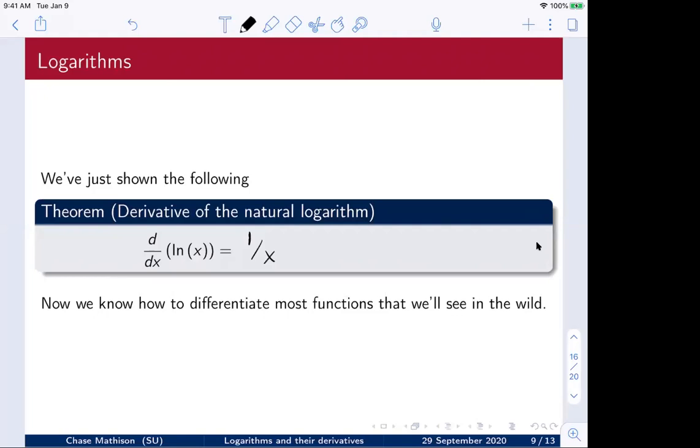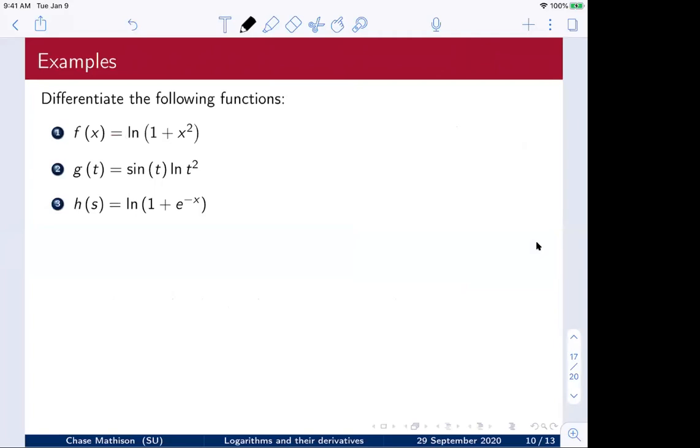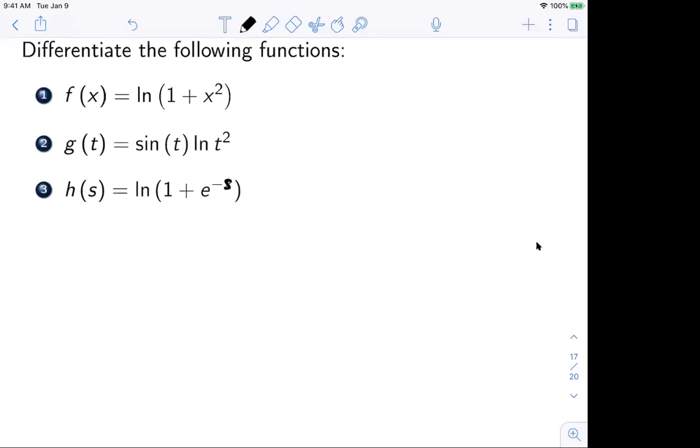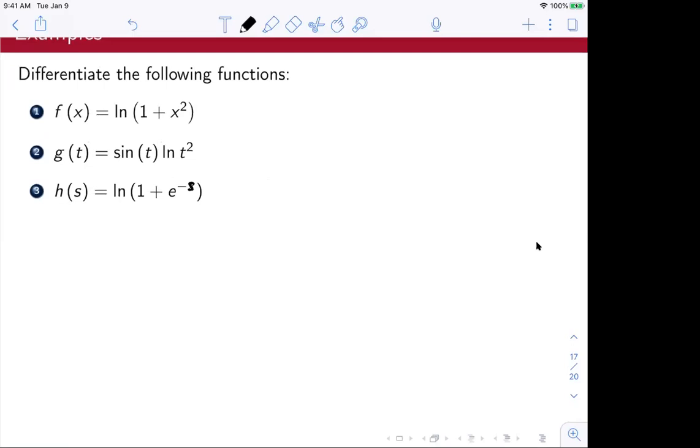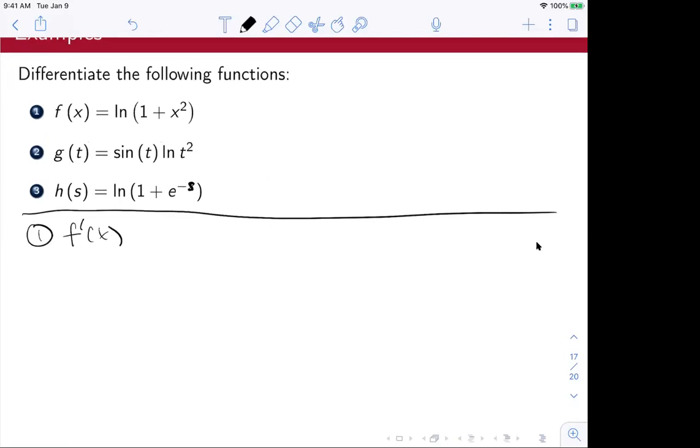Okay? So, but let's get some practice just with differentiating natural logs. So, let's first differentiate the following functions. F of x is equal to, this should be right here, sorry, this should be an s down there. And number one, f of x is equal to natural log of 1 plus x squared. So that's what we're going to differentiate first. So I want to find f prime of x. So what rule am I going to use here? Definitely the derivative of natural log that we just found. But anything else? Yeah, this is a chain rule problem. Exactly.